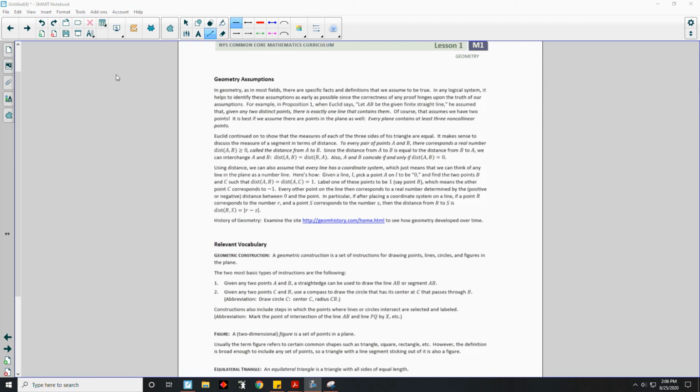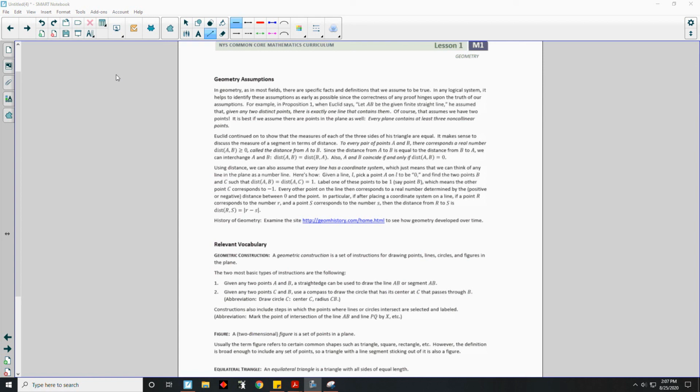Since the distance from A to B is equal to the distance from B to A, we're just going from one end to the other or vice versa, we can interchange A and B. Distance A comma B equals distance B comma A. Also, A and B coincide if and only if distance A comma B equals 0. So A and B coincide, meaning they're at the exact same location, only when the line segment has no length. So A and B would be just a point on top of another point.